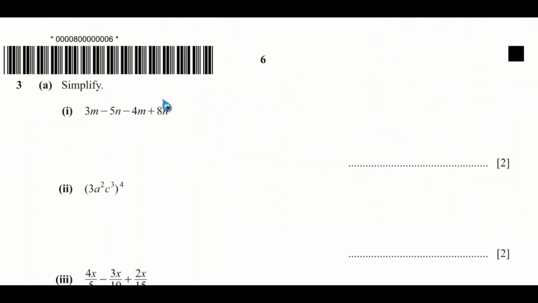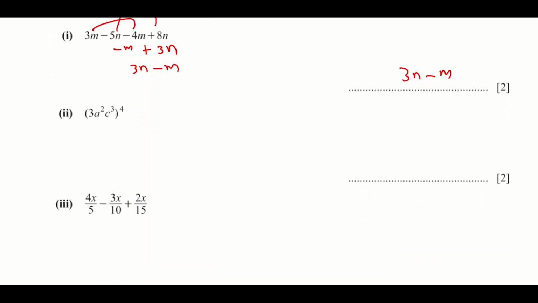That will be question 3. Simplify 3m minus 5n minus 4m plus 8n. So this and this will give you negative m, that is minus m. Then this and this will give you positive 3n, which you can write as 3n minus m.